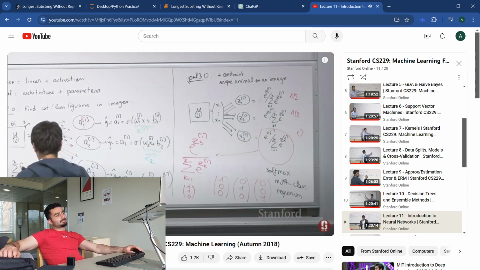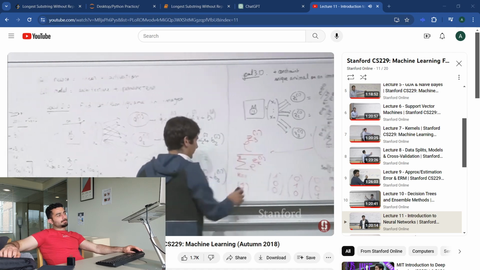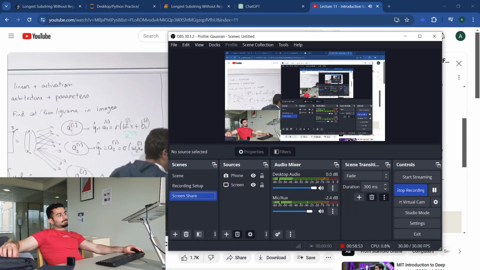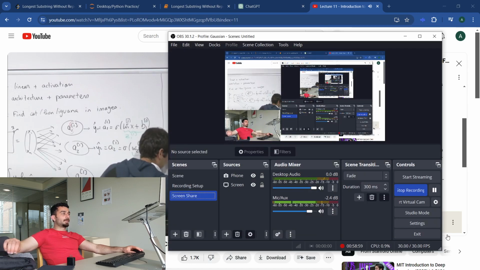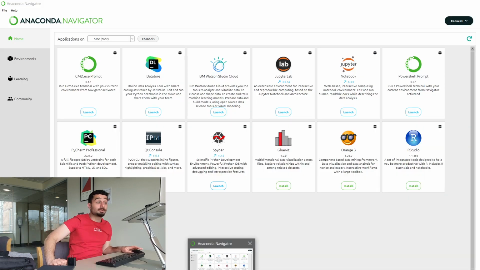Okay, I get it. Let's talk about the loss function for this softmax regression. Okay guys, I think we are good for today. The rest for tomorrow. It's a good subject.